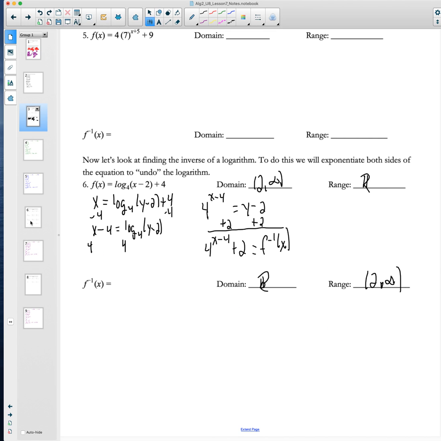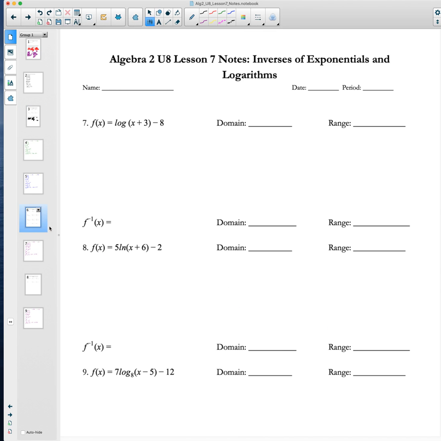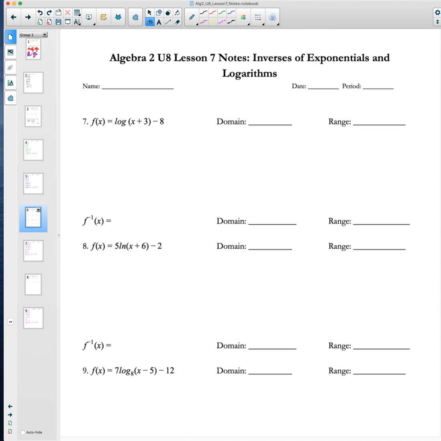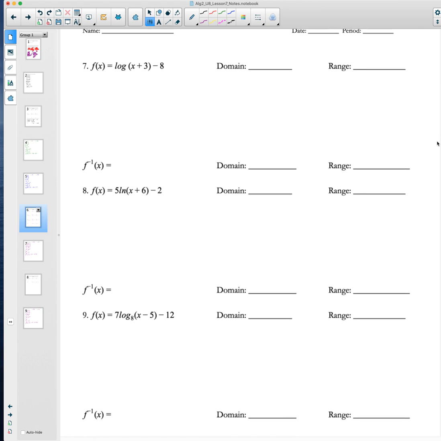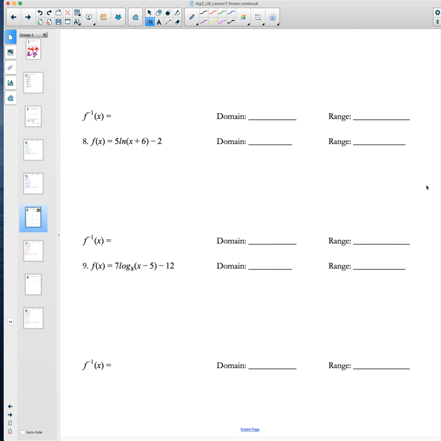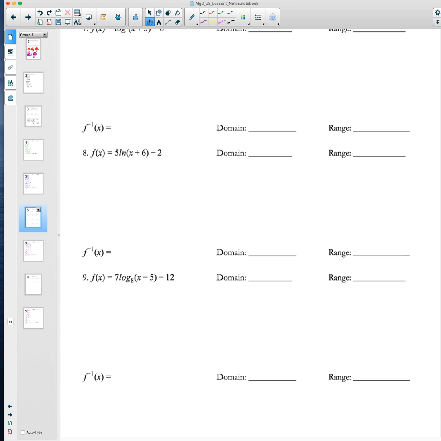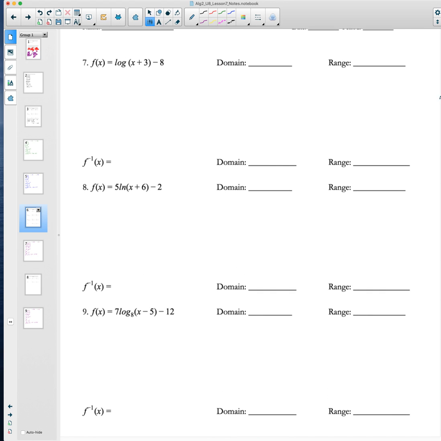All right, so let's do 2 more together before I have you guys do a little bit more work. So let's look at example 7 here. Let's go back up just a little bit here. There, okay, well, a little bit more.